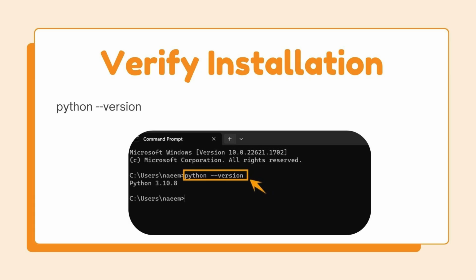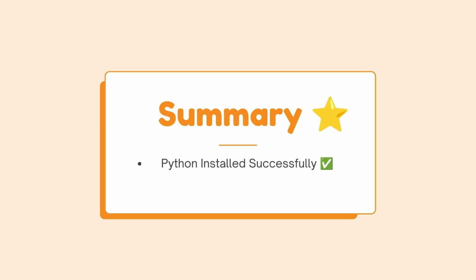After installation, open Command Prompt and type python --version. If the version number is displayed, Python has been installed successfully. Congratulations, you have successfully installed Python. In the next video, we will learn about Python data types.